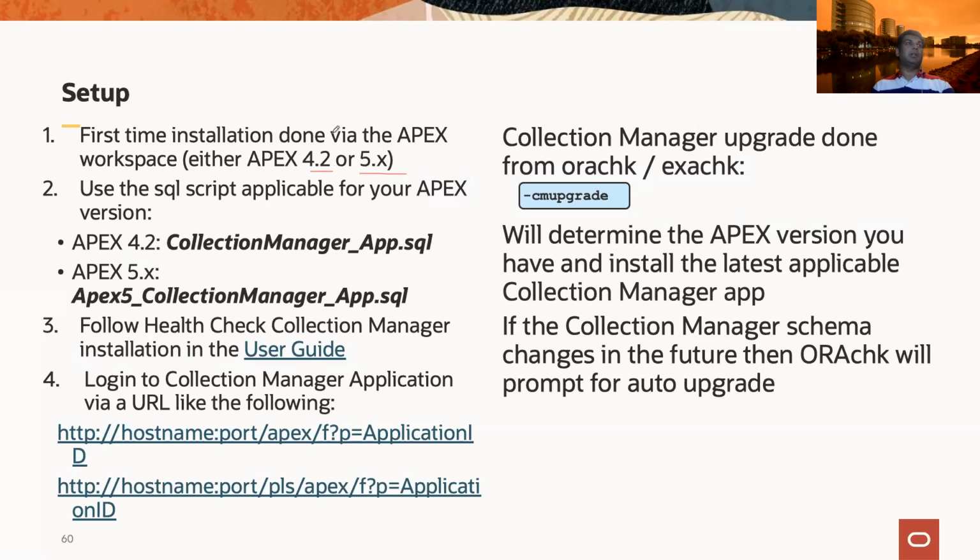4.2 is just for compatibility. We're probably going to drop support for this soon. There's a script that you can use to set up the schema. There's a user guide. It'll probably take you about 15 minutes to set this up. Once you do this, you can go to this location and you can start accessing your application. And then all the data, once you complete an Exachk execution, you can just specify an upload option.